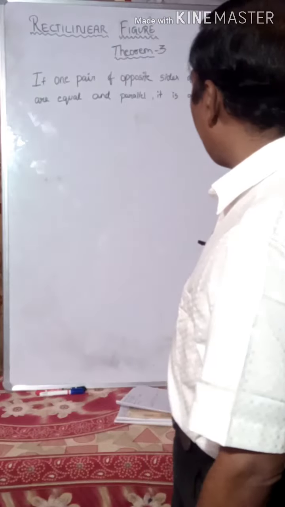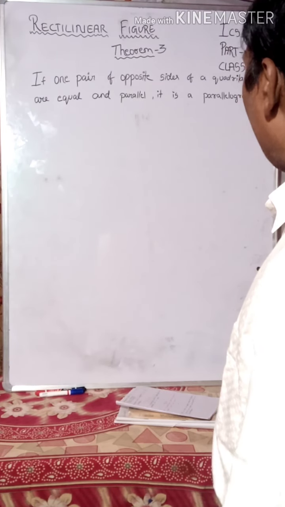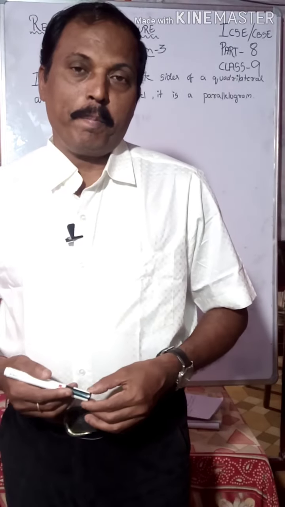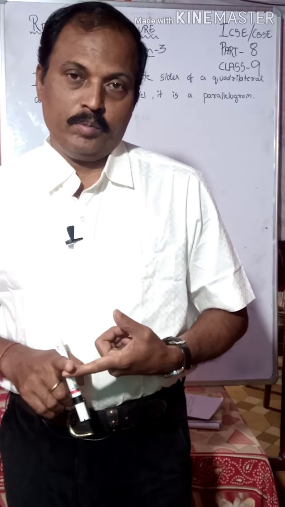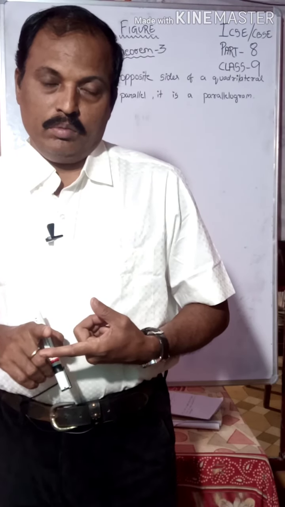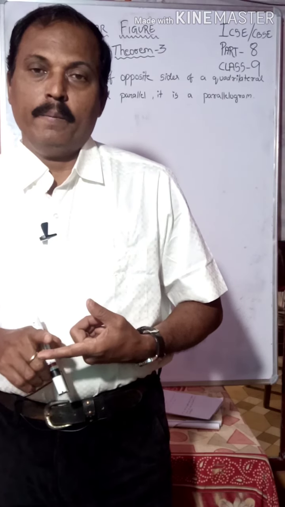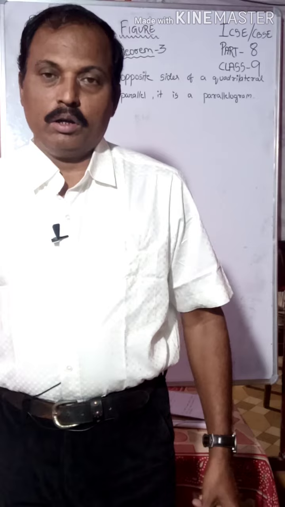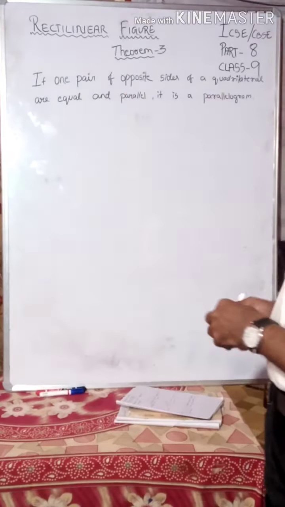If one pair of opposite sides of a quadrilateral are equal and parallel, then it is a parallelogram. According to the quadrilateral definition, if one pair of opposite sides of a quadrilateral are equal and parallel, then the quadrilateral is called a parallelogram. Now let us see.